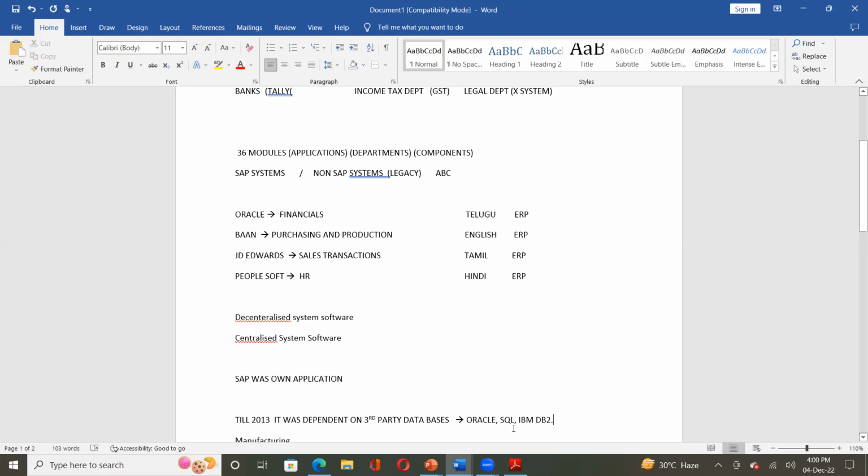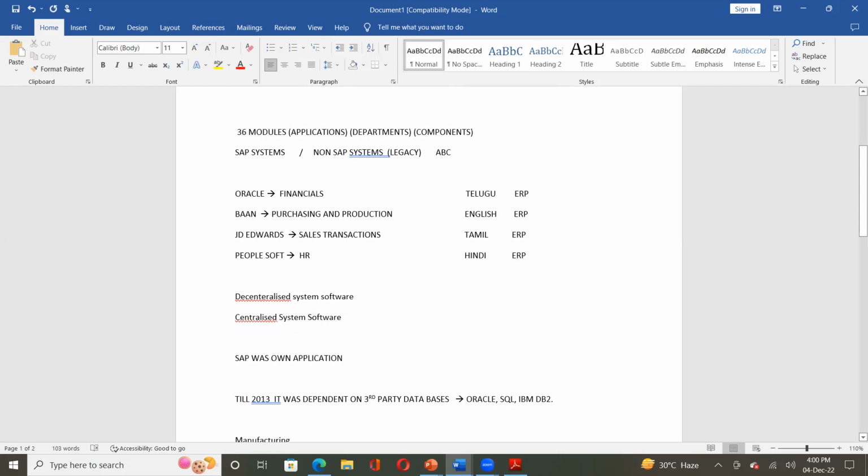Okay, and they realized that it's not secure, because these are all competitors. Oracle is a competitor, IBM was a competitor, right? SAP was taking the tenancy of databases from its own competitors. So in 2013, they realized this and announced that in future we are no more going to use these third-party databases.